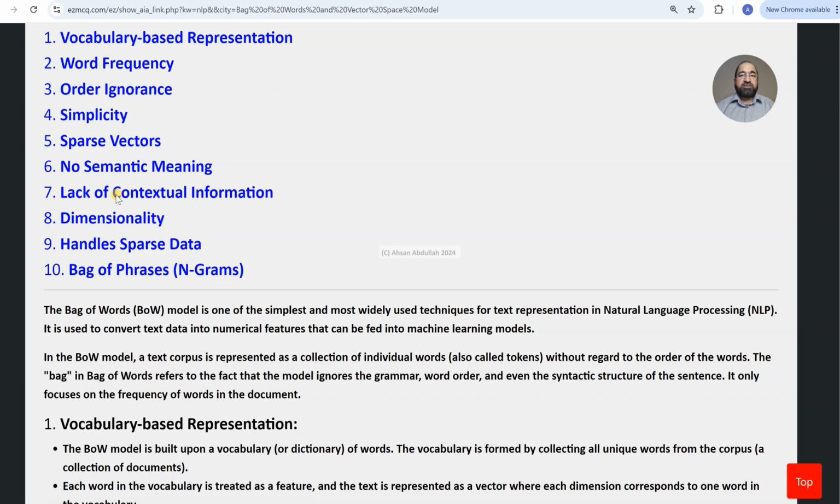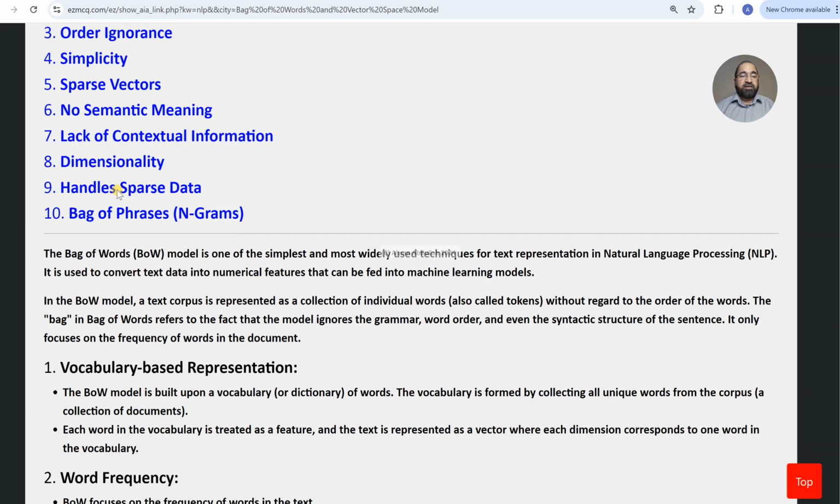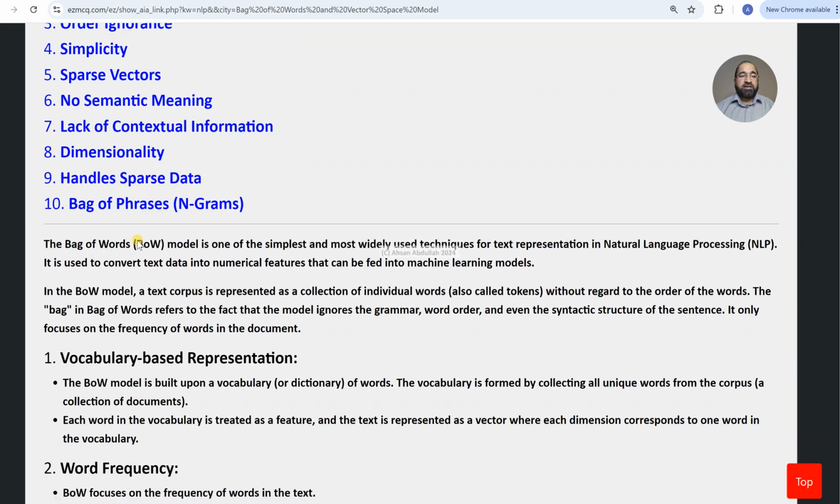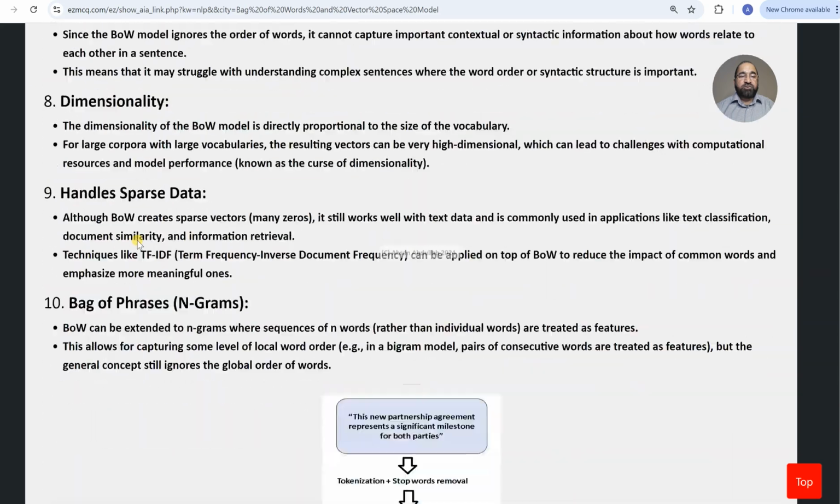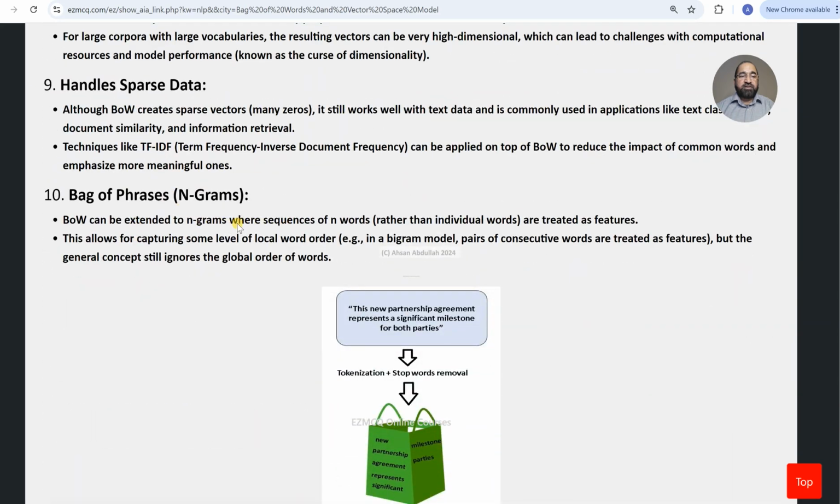So there is no contextual information, and it results in very high dimensional vectors because there are quite a few words, and as the number of documents increases, the words increase, and it has to handle the sparse data. And bag of phrases also. So what is the bag of phrases? N-grams are sequences of n words rather than individual words. For example, action based is a bigram.